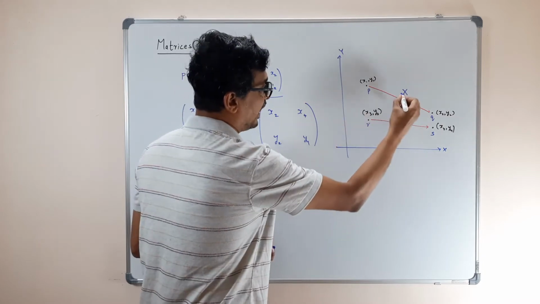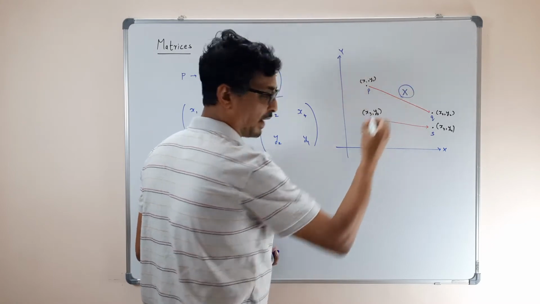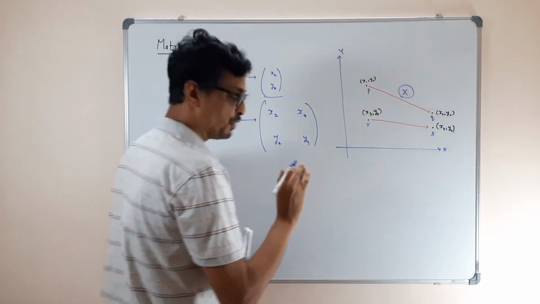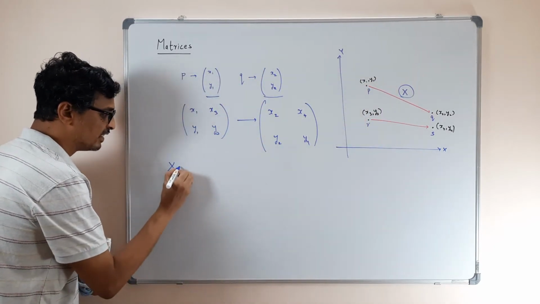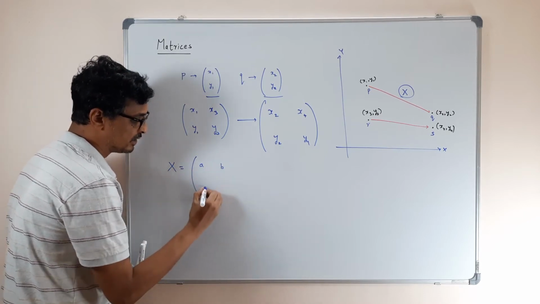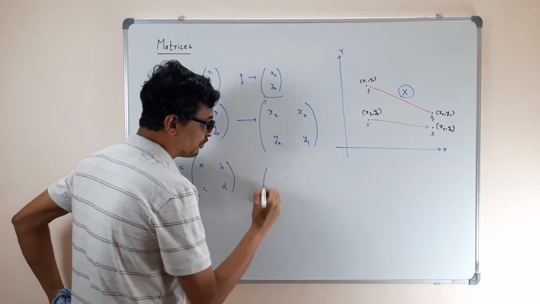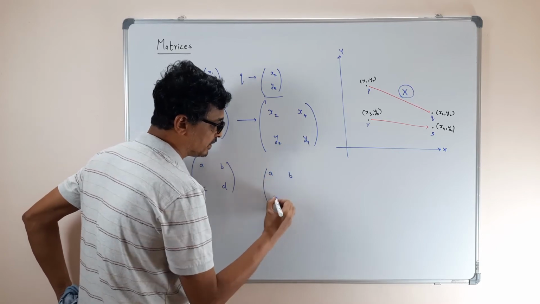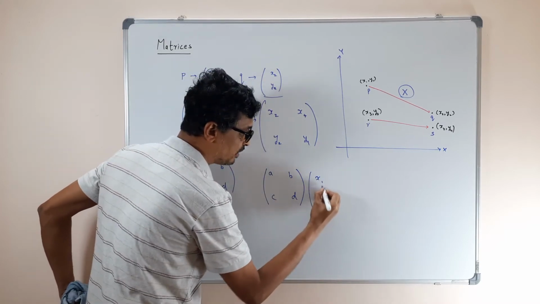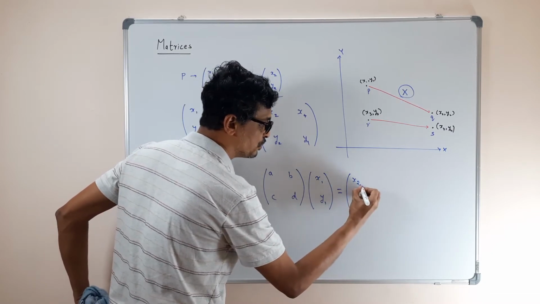Here you don't have to remember about operators and all. You will see this x also will come as a matrix. This is a matrix which actually moves from point x1 to y1. So then I will have a matrix x, which I will call A, B, C, D, such that if I multiply A, B, C, D with this matrix x1, y1, this should give me x2, y2.